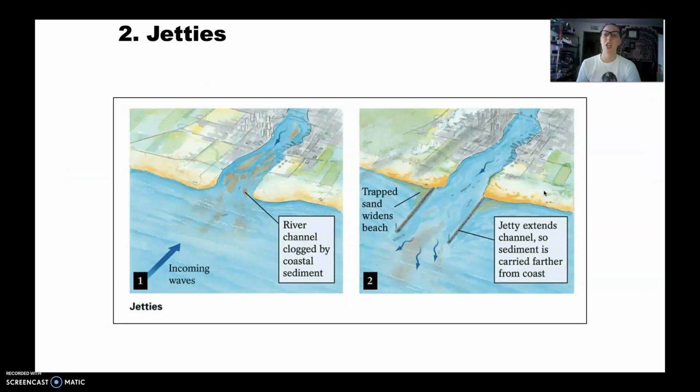Then we have things called jetties. So rivers, as they deposit into the ocean, they can actually have a buildup of sediment at the mouth of the river. And so if that's clogged, then communities can put in what are called jetties. So these help channel that sediment further out from the direct coastline. And then that also doubles as a sort of groin in a way, where there's trapped sediments, which also helps widen the beach a bit.